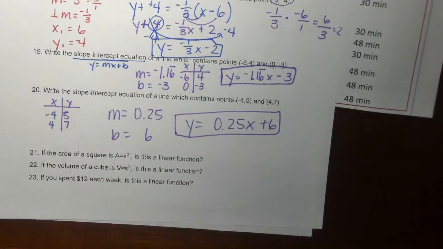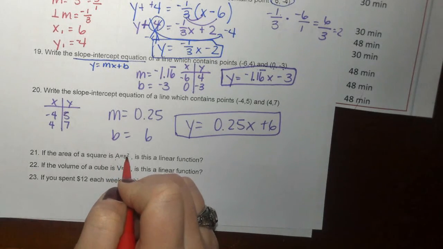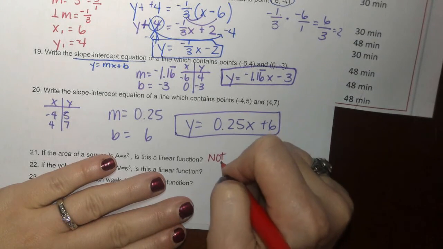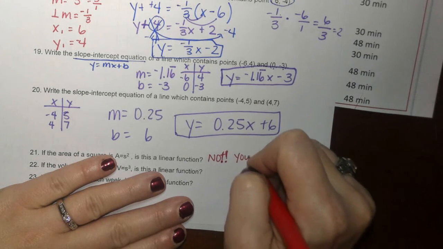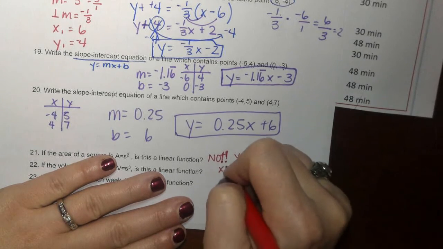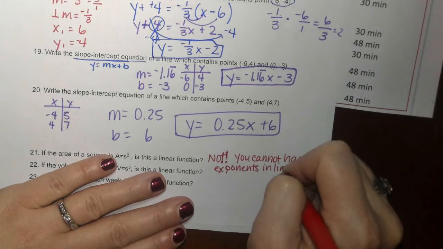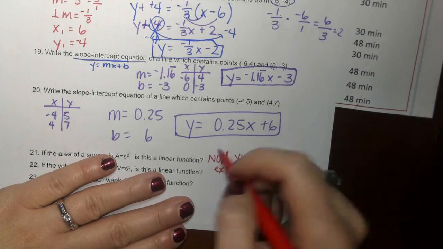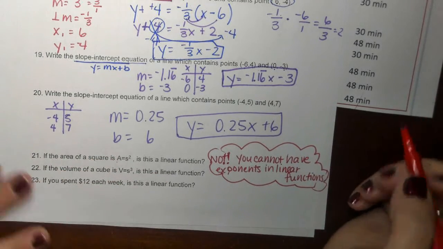All right, last 3 questions. If the area of a square is A equals side squared, is this a linear function? No. You cannot have exponents in linear functions. Please remember this because tomorrow you're going to see an option on this test. And if you see it, you know that's not linear.